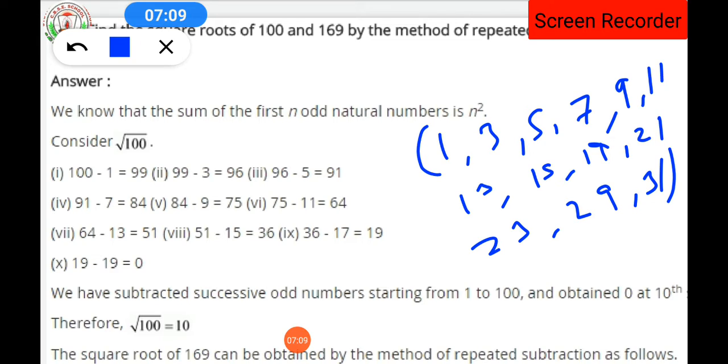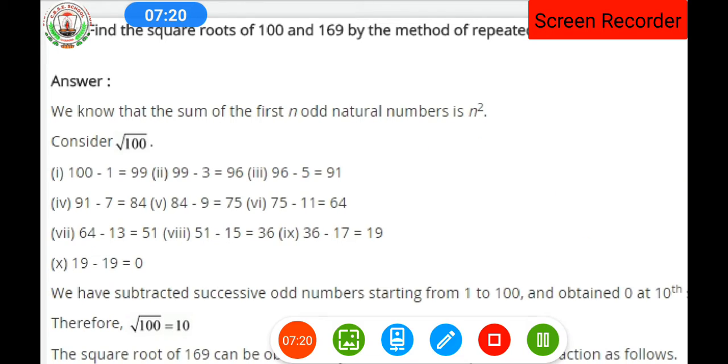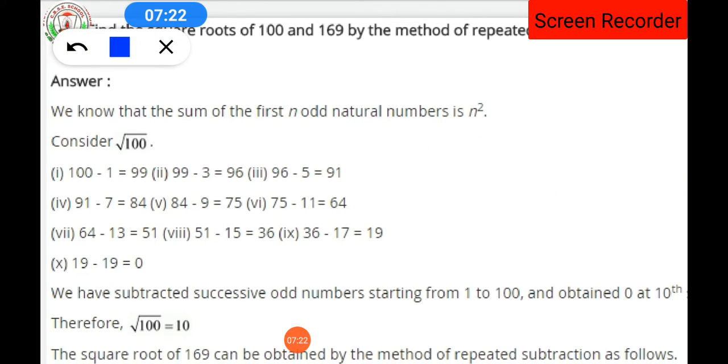कोई भी नंबर हो, चाहे 100 हो, 169 हो, रिपीटेड सब्सट्रैक्शन मेथड ये बोलता है कि आपको इन्हीं नंबर्स से ही उसको माइनस करना स्टार्ट करना है. Okay, so let's see the solution for this. So here we are having, using the repeated subtraction method.